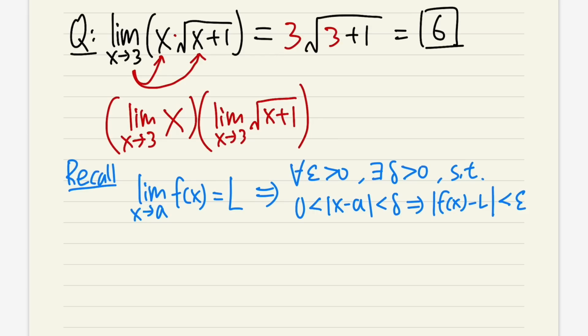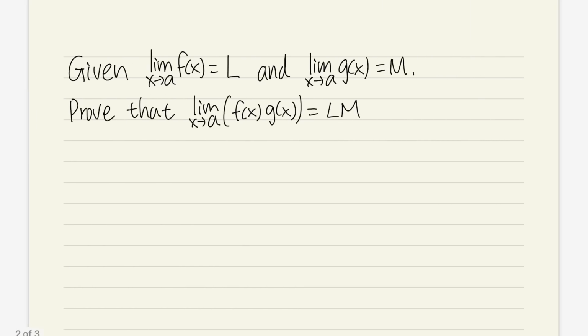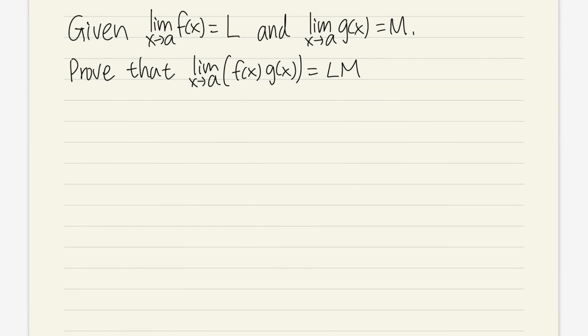Alright? Now, as you guys saw earlier, we are not just going to be proving this statement, right? Because this is just x times the square root of x plus 1. It's just for these two particular functions. No, we don't want that. Instead, we will prove the general case. And here we go. Given the limit as x approaching a of f of x, let's say this is equal to L, and the limit as x approaching a of g of x, let's say this is equal to m. We are going to prove that the limit as x approaching a of f of x times g of x is just equal to L times m.